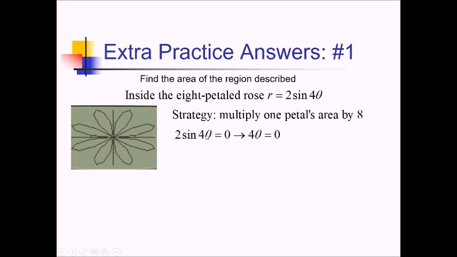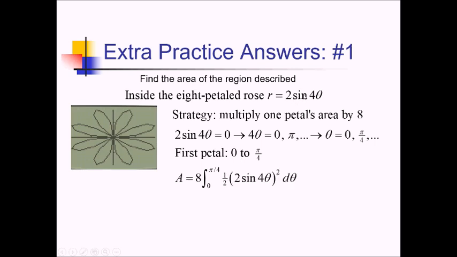So we can say 4 theta equals 0, pi, 2 pi, all of those. The first two values, if I divide by 4 to get theta, are just 0 and pi over 4. So our first petal's limits are from 0 to pi over 4 for the angles. We're going to have 8 of these areas. So my overall area is 8 times the integral from 0 to pi over 4 of, using my area formula, normally 1/2 r squared d theta. In this case, that's 1/2 times this stuff squared d theta.